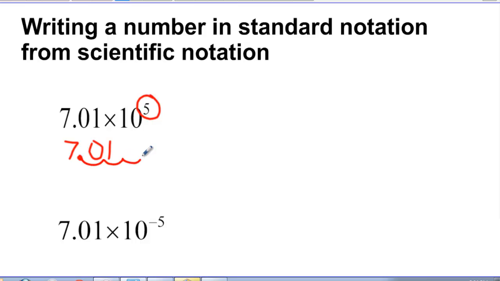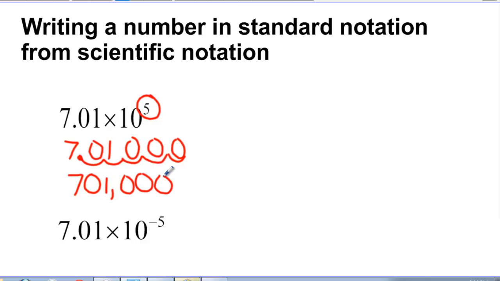And a positive power tells me to move 1, 2, 3, 4, 5 places to the right and just fill in zeros here where I have extra places. And so I'm just going to put in commas where I need them. And you can see that 7.01 times 10 to the 5th power is the same as 701,000. If you have a positive power on your 10, you should get a bigger number than what you started with. So your number should be bigger than 7.01.